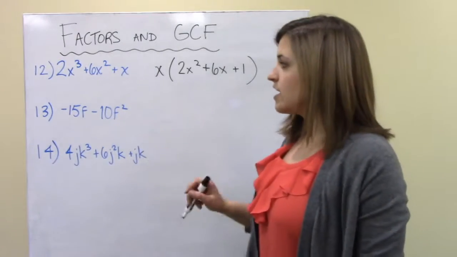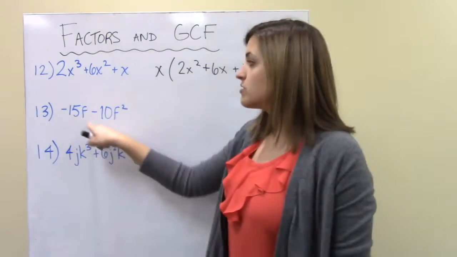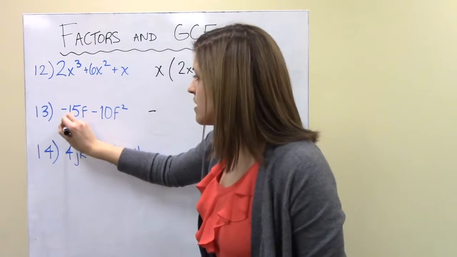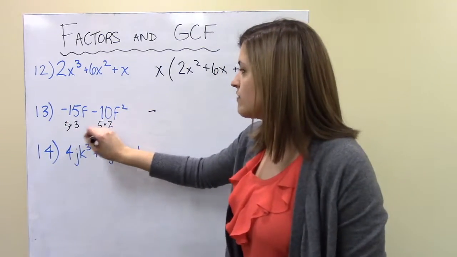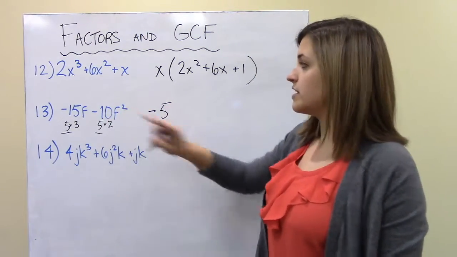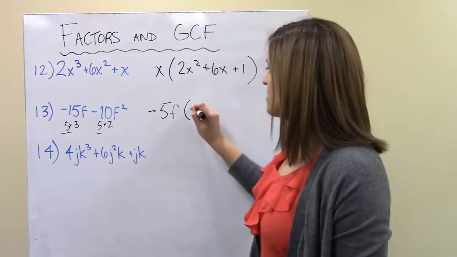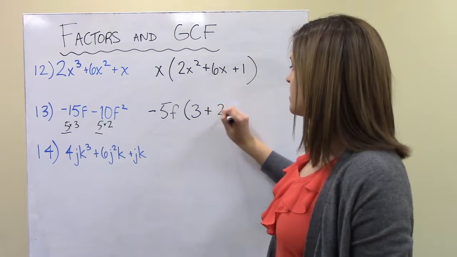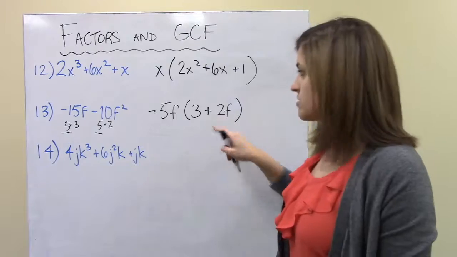13, I have negative 15f minus 10f squared. Here, the majority of my terms are negative. So I'm going to pull out a negative, at least. And I have 5 times 3 here, and I have 5 times 2 here. So I can pull out a 5. And let's see, I have an f here and an f squared here. So I can pull out an f. And what I'm left with is 3 on the left and 2f over here. And this is going to be a plus because my negative here distributes to both of these terms.